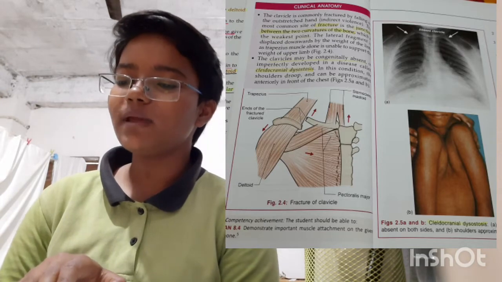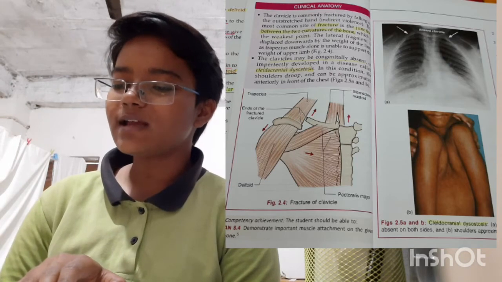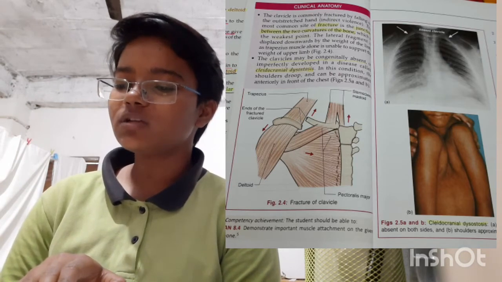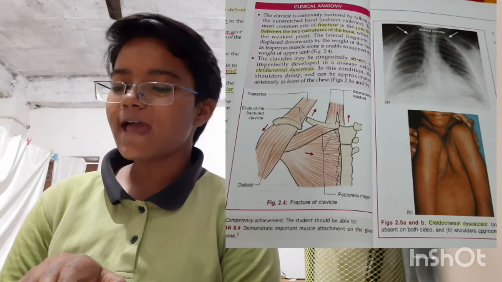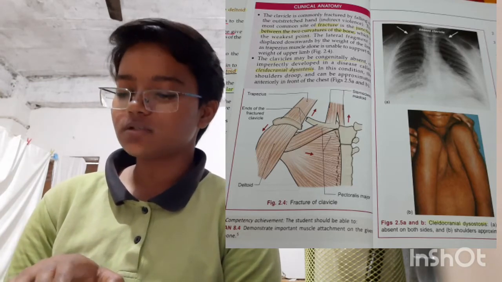The clavicle may be congenitally absent or imperfectly developed in a disease called cleidocranial dysostosis. In this condition, the shoulder droops and can be approximated anteriorly in front of the chest.